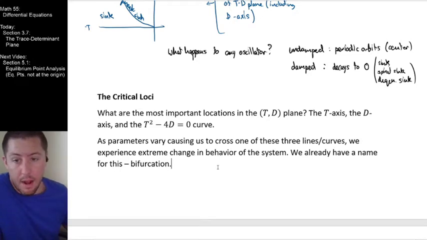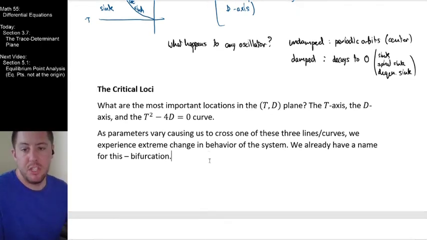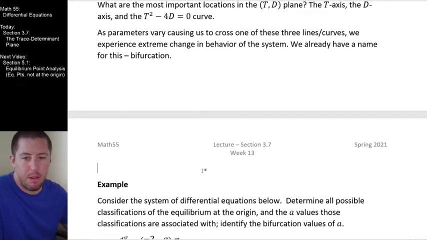And so with the trace determinant plane, we're interested in doing a little bit of bifurcation analysis associated with unknown parameters in our coefficient matrix. So let's go ahead and take a look at an example of this right here.